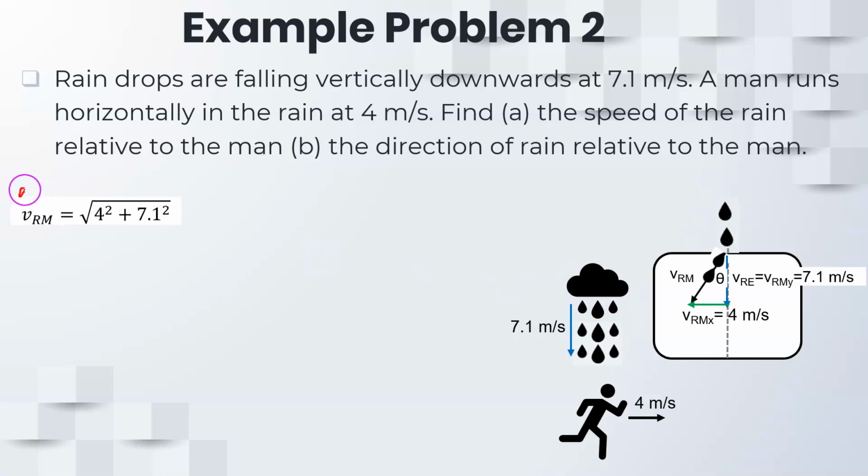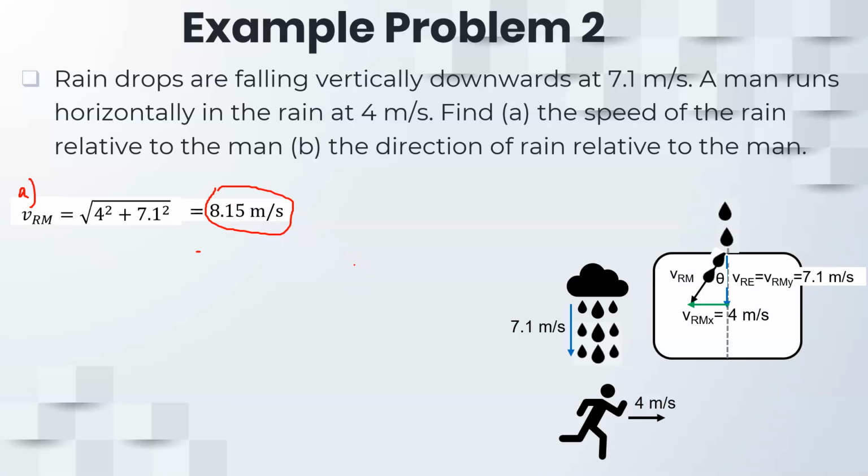So part A will just be the velocity of the rain with respect to the man is equal to the square root of 4 squared plus 7.1 squared, and that ends up being 8.15 meters per second. And that makes sense like the previous problem did, because since the guy is moving forward, he's going to see the rain going at a faster speed than it's actually falling.